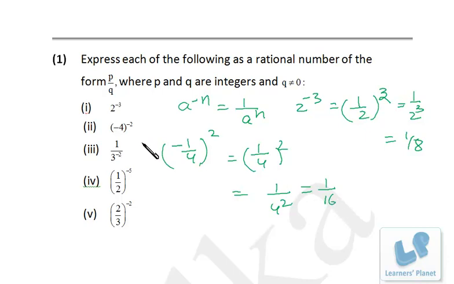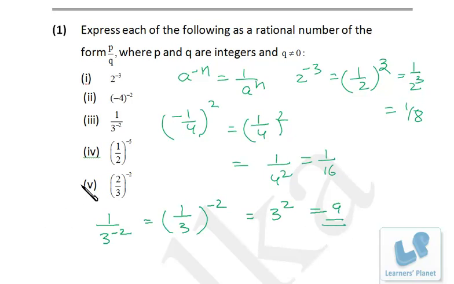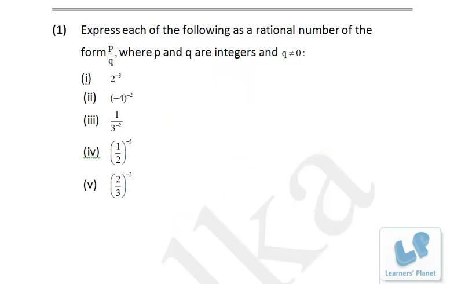Okay. Similarly, we have (1/3) raised to minus 2. So just write the reciprocal of 1 upon 3 to make the power positive. So it's 3 raised to 2, that is 9. Okay. Similarly, we have (1/2) raised to minus 5. So first of all, write the reciprocal of 1 upon 2, so the power will be positive. So it's 2 raised to 5, that is 32.